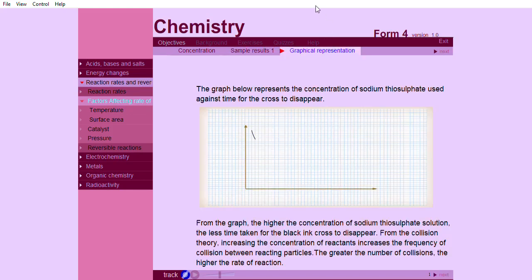The graph below represents the concentration of sodium thiosulfate used against time for the cross to disappear. From the graph, the higher the concentration of sodium thiosulfate solution, the less time taken for the black ink cross to disappear. From the collision theory, increasing the concentration of reactants increases the frequency of collision between reacting particles. The greater the number of collisions, the higher the rate of reaction.